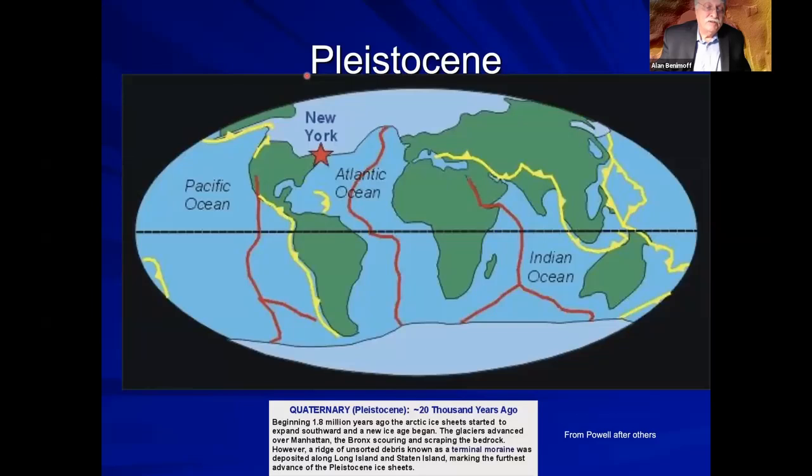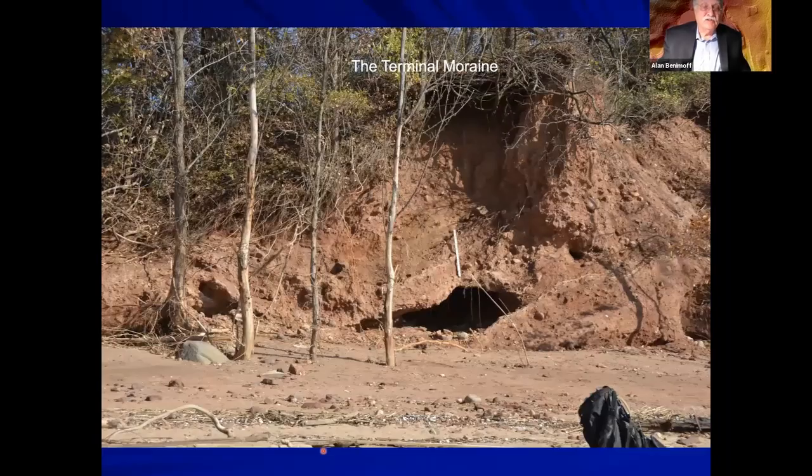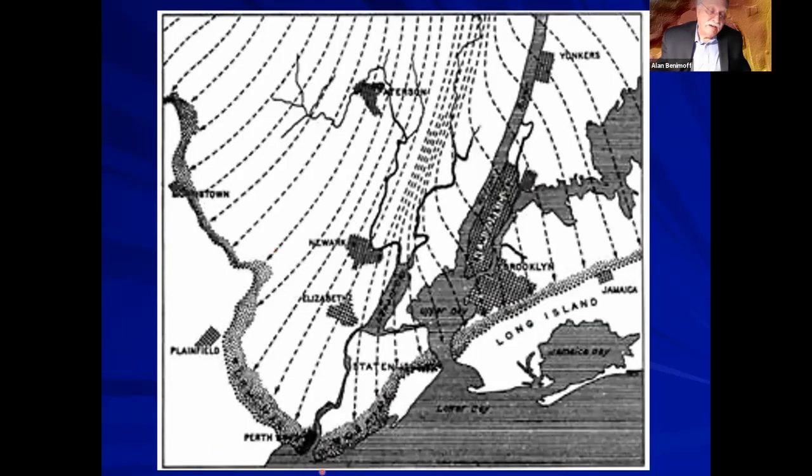And then if we go to the Pleistocene here, what we see here, again, we're going to go over here and we're going to look at, we actually have the terminal moraine over here at the end, and here it is. So here's where it happens to be. It's at the south end of Staten Island. If you go back one, it would be about over here. Okay, so we have that.